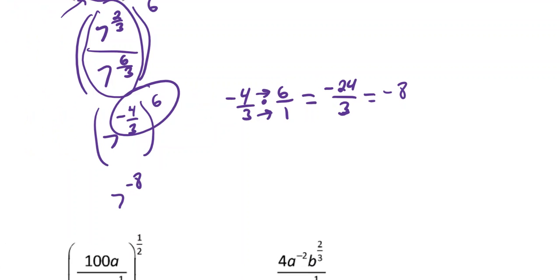How should we write that now, though? We don't want negative exponents. That would be the same thing as 1 over 7 to the power of 8. Or maybe you would have gone 1 over 7 to the power of 8. That's the same thing, though, right? Because 1 to the power of 8 is still 1. So either way there.